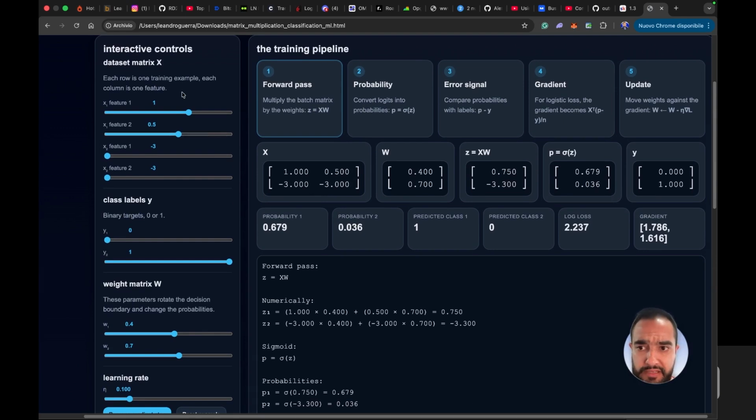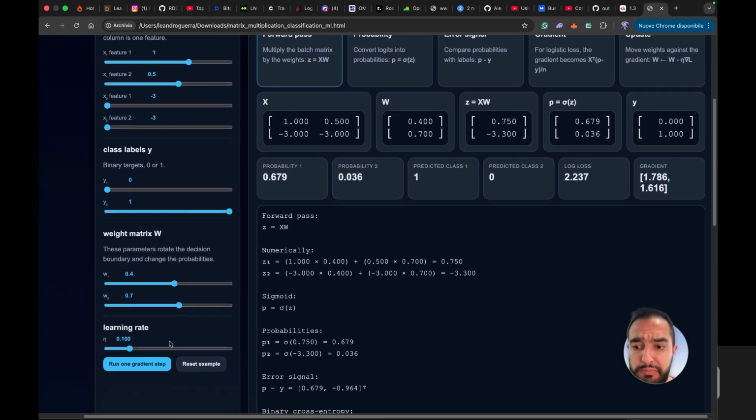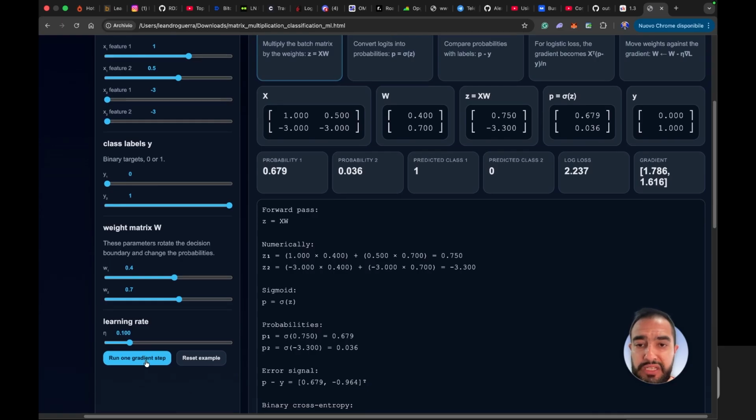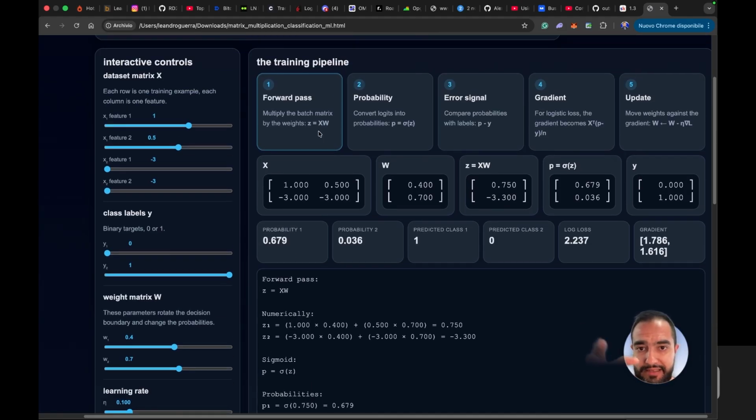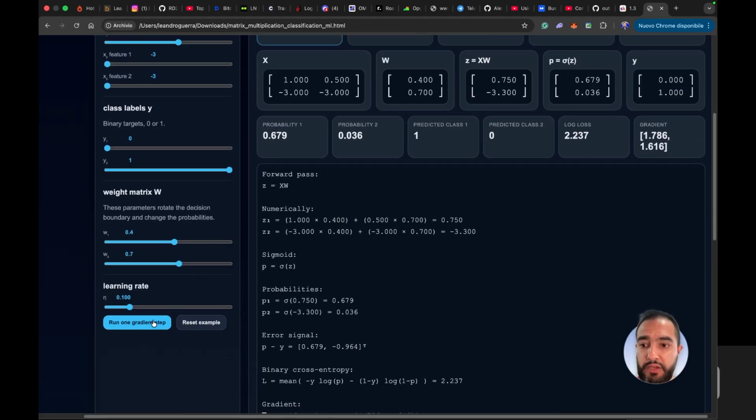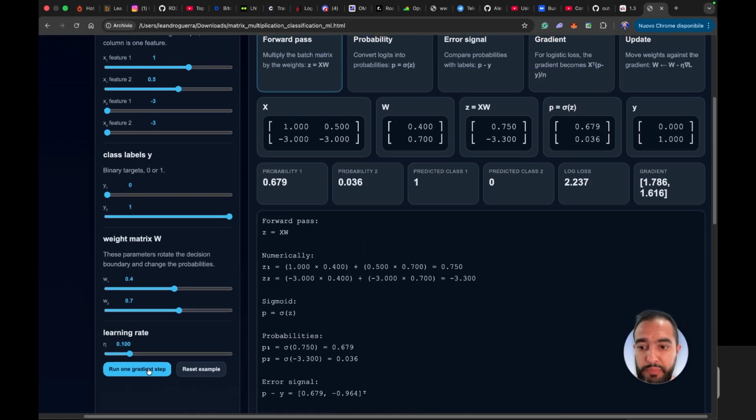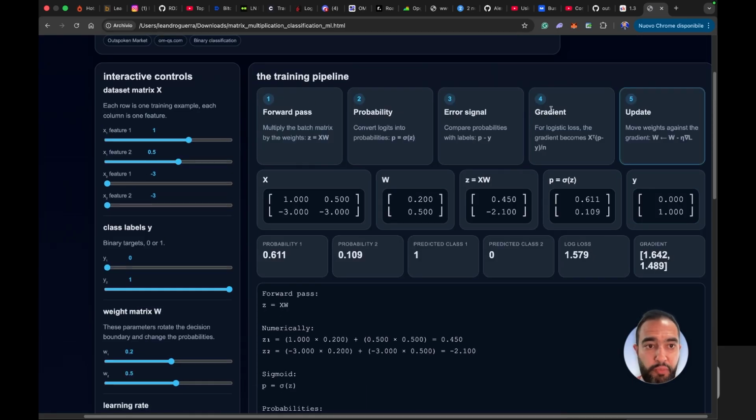So here we have the inputs, and then if you come here and run one gradient step, that is exactly the first set of multiplications, and these multiplications are exactly these elements over here. So run the first step. Let me press the button for you. You will see that we went through the forward pass, that is multiplying the batch matrix by the weights. So it's X, containing the features, times W. That will result in a Z matrix.